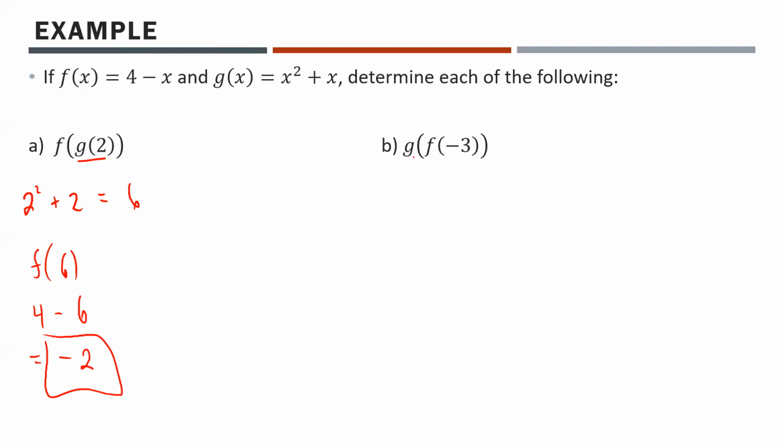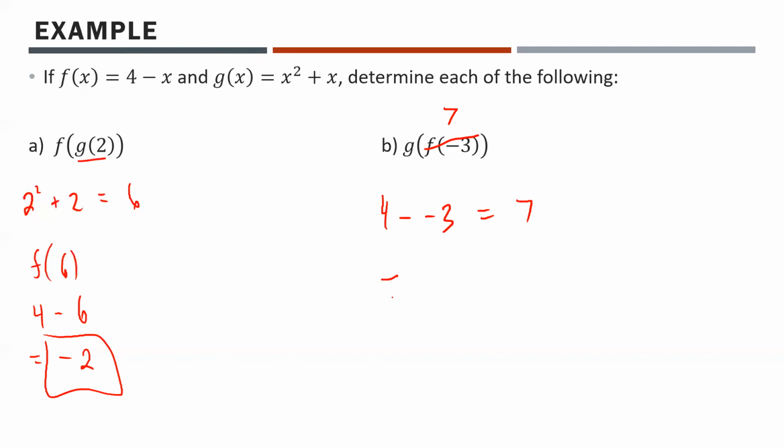What about this one? g of f of negative 3. Well, it's the same kind of idea. Start with the innermost thing. We're going to evaluate what f of negative 3 is. Well, f of negative 3 is 4 minus negative 3. 4 minus negative 3 is positive 7. So that means this whole thing here, you know what, I can even just cross it and just say that's all 7. So now we're just finding g of 7.